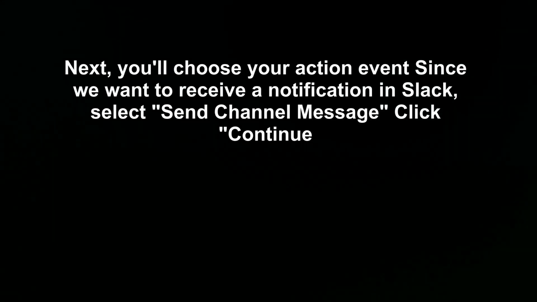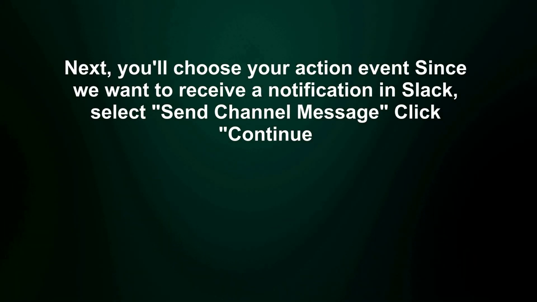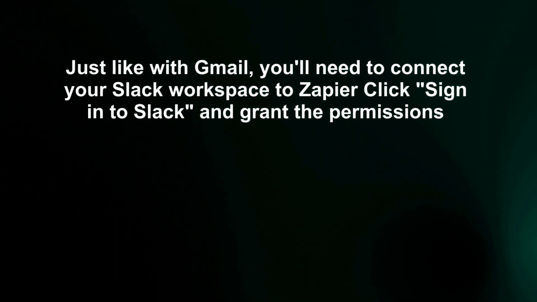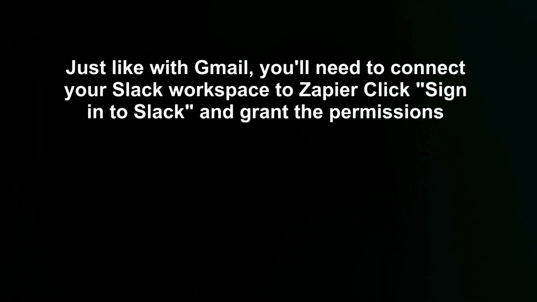Next, you'll choose your action event. Since we want to receive a notification in Slack, select send channel message. Click continue. Just like with Gmail, you'll need to connect your Slack workspace to Zapier. Click sign into Slack and grant the permissions.